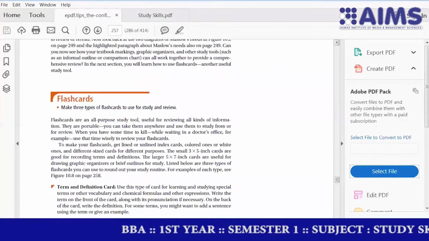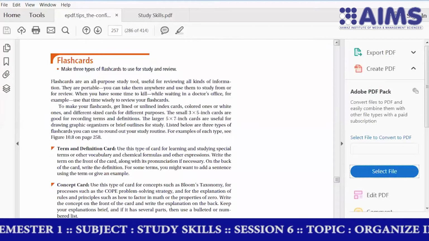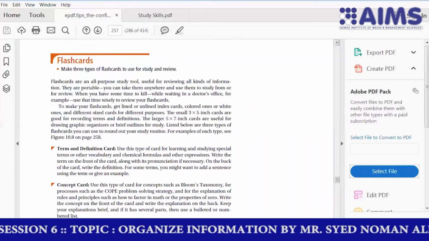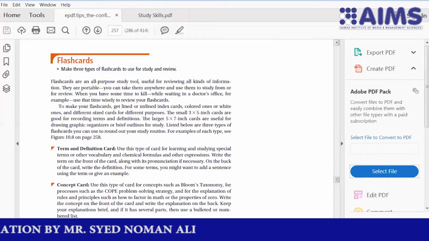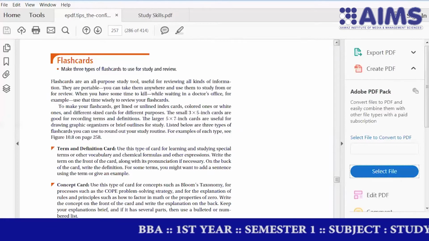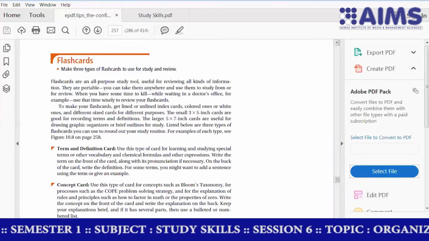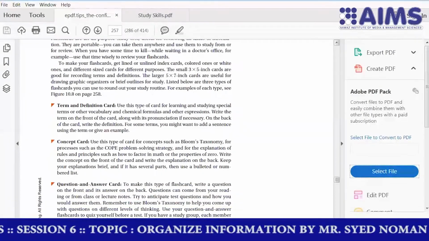You have one more way, and this one is very effective. You will prepare flashcards for study and review. They are most frequently used for vocabulary, when you want to learn and memorize vocabulary and key terms. You will type the word on the front, and on the back you will write the meaning, the synonym, and the original. So this is very helpful.